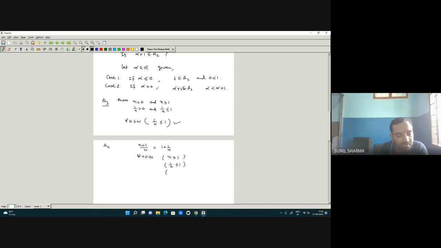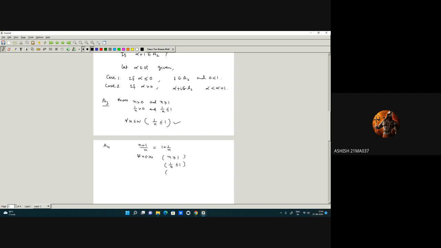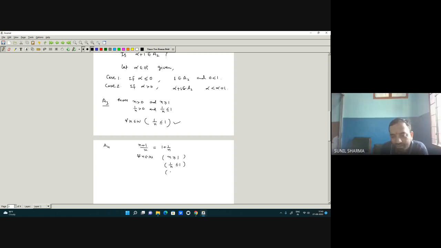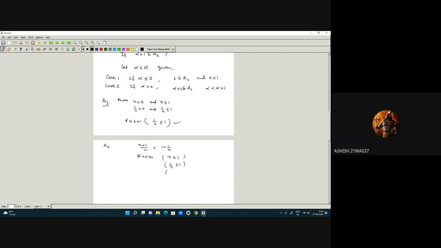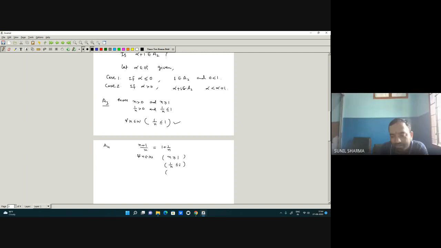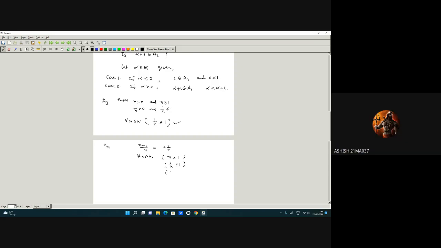Think about this. Ashish, yes sir. What is the next step? Sir, add 1 on both sides. Then तो हमने एक प्रॉपर्टी पढ़ी है, for all a, b belongs to R, c greater than 0, then a plus c, and sir a less than b, then a plus c is less than b plus c. What is c?